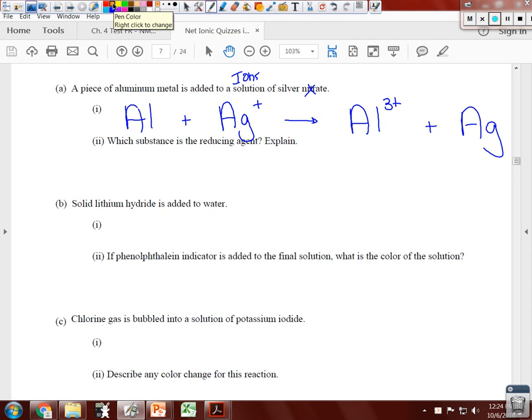Now this is when it gets a little weird. If you left it like that, did you get it right? What's wrong? The charges aren't balanced. And this is one of those weird situations where you got to really know that to catch it. So I've got Al, I've got one positive on the left, 3 positive on the right. So what do I need? All right, so I need a 3 here and a 3 over there. That is balanced.